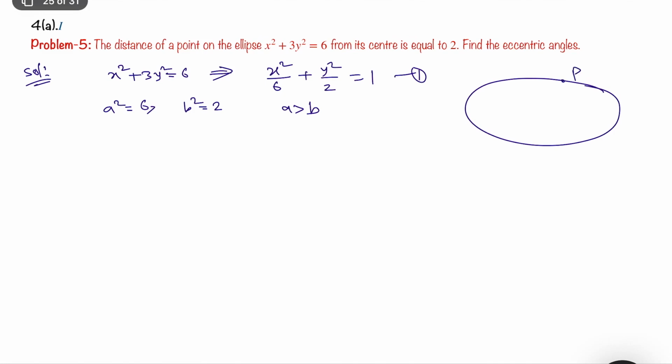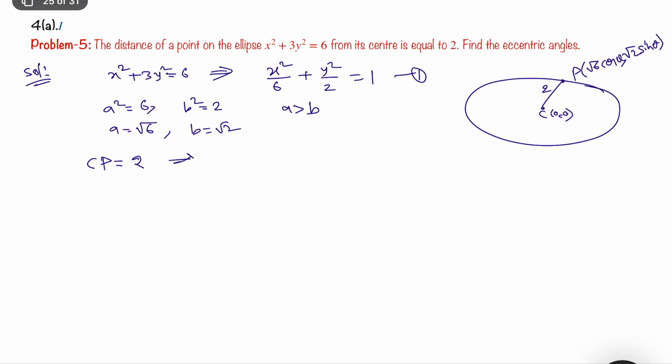So in parametric form, this point must be in this form: a cos theta, b sin theta. Here a will be root 6, b will be root 2. So it should be (root 6 cos theta, root 2 sin theta), where theta is eccentric angle. Here see the center which is (0, 0). Let us say this P is a point such that CP equal to 2. If CP equal to 2, then what should be these eccentric angles for this point P?